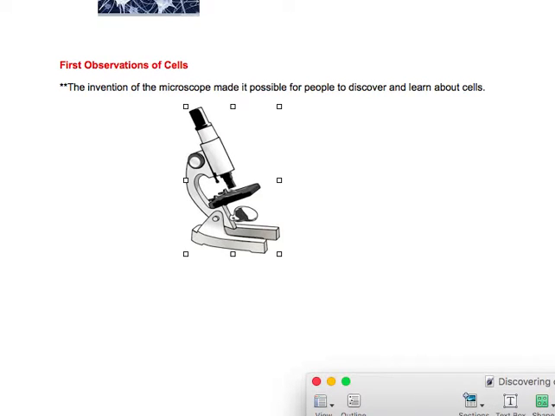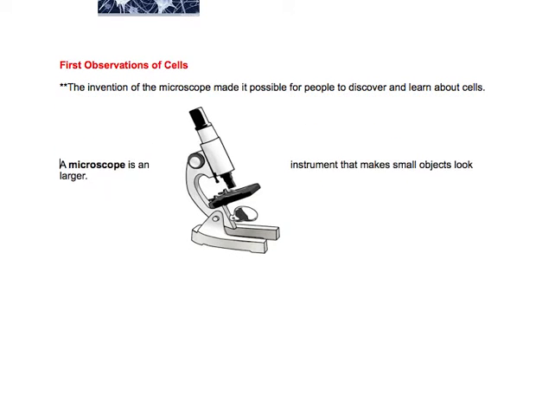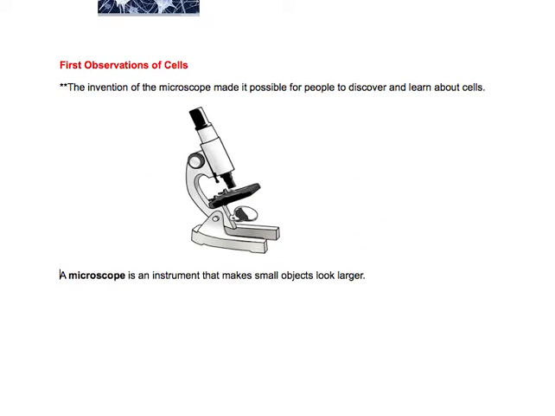A microscope is an instrument that makes small objects look larger. Obviously, you can have a microscope, like the one pictured here, that involves more than one lens, and it has a stage and all this stuff on it. And that's definitely a microscope, but even just a magnifying glass in a way is considered a microscope as well. That's a simple microscope. So how did this all start?